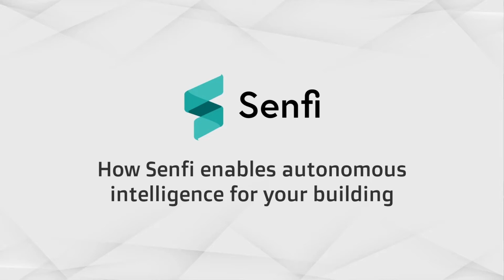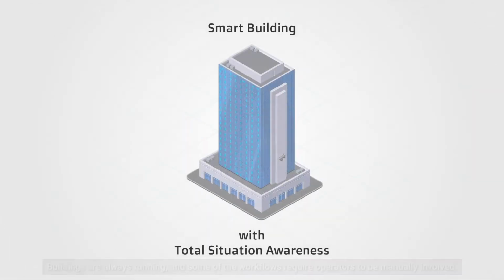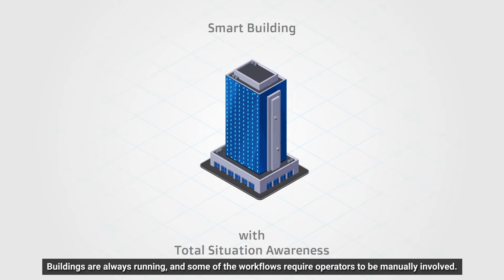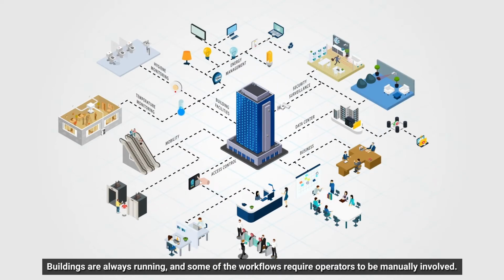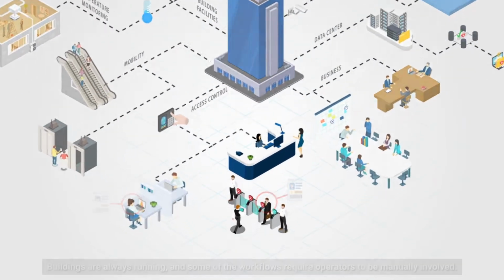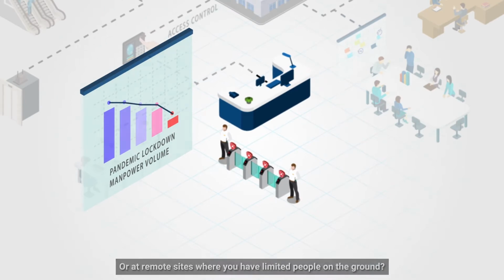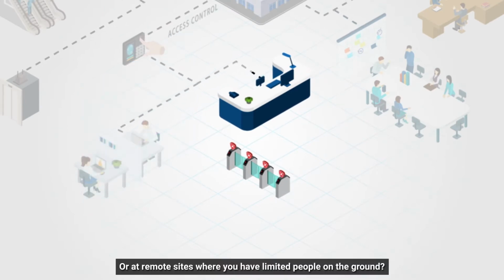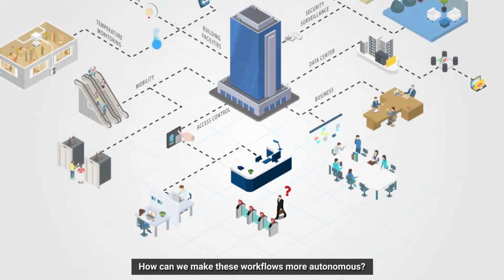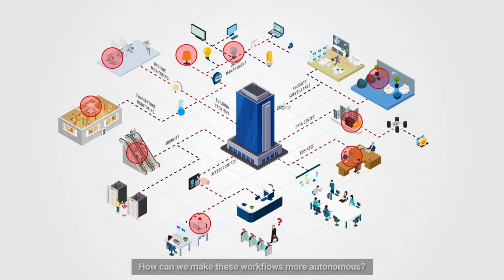How Senfi enables autonomous intelligence for your building. Buildings are always running, and some of the workflows require an operator to be manually involved. What if there is a pandemic where operators are not available, or at remote sites where you have limited people on the ground? How can we make these workflows more autonomous?